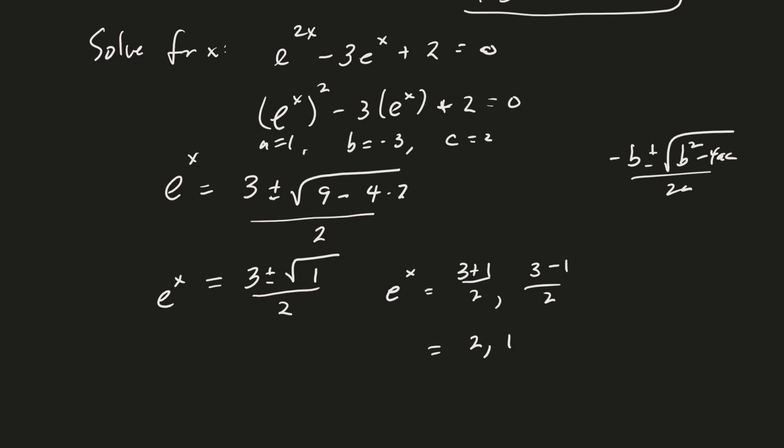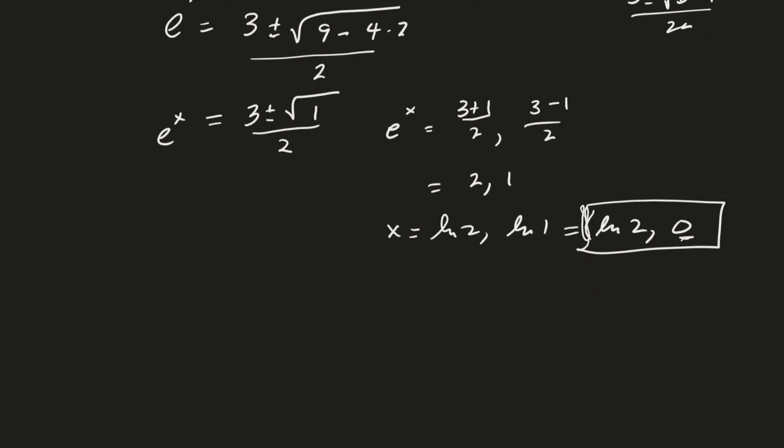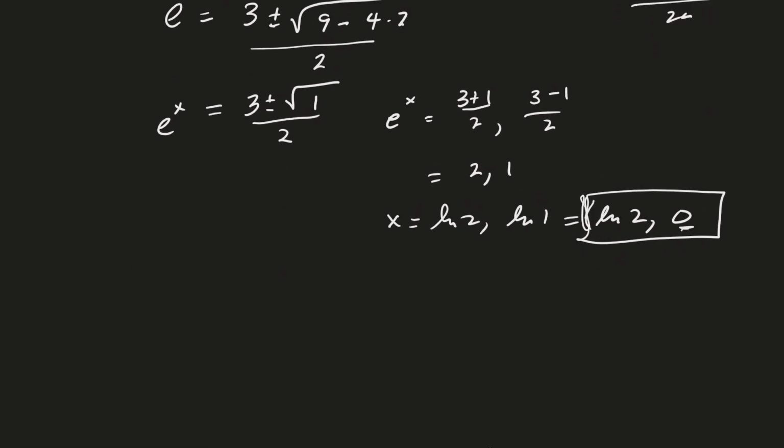And so taking the log of both sides, x is either the natural log of 2 or the natural log of 1. By the way, that's the natural log of 2 or 0. Good. So we have two solutions to our original statement. By the way, you can double check what happens if you plug in 0 for x up here. e to the 0 is 1, minus 3 times e to the 0, so that's 1 minus 3 plus 2, which is 0. That's true. Very good. Okay.